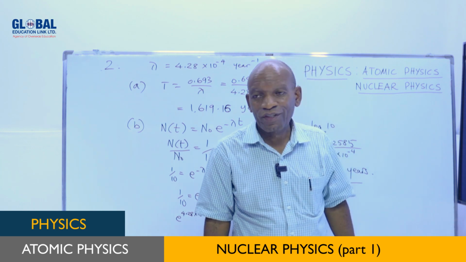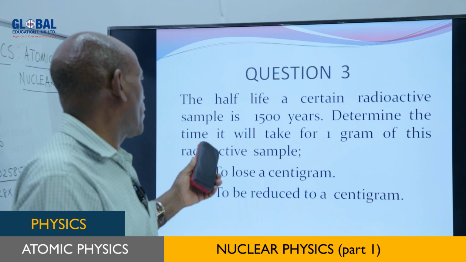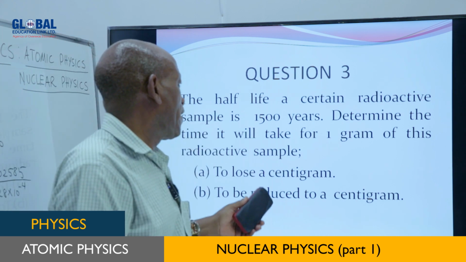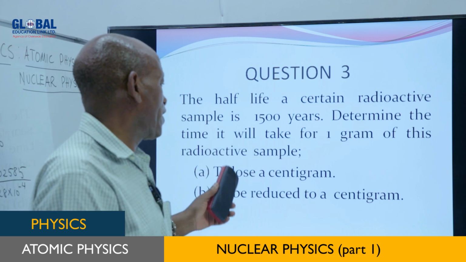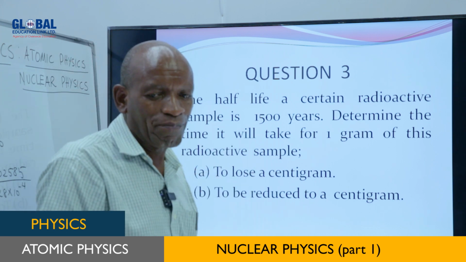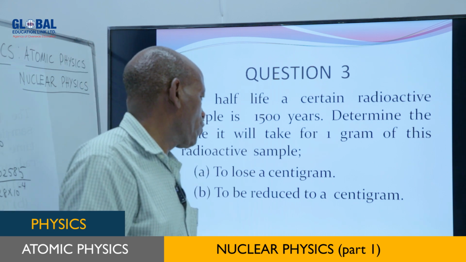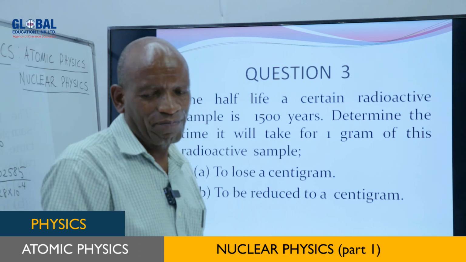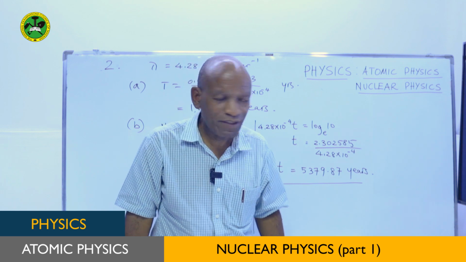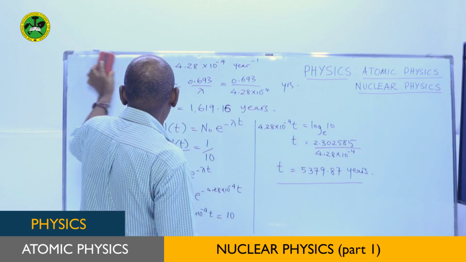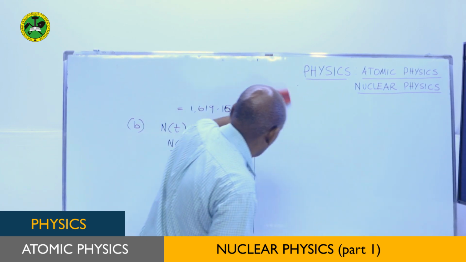Okay, students, let's go to question number 3. The question goes like this. The half-life of a radioactive sample is 1500 years. Determine the time it will take for 1 gram of this radioactive sample (A) to lose a centigram, and (B) to be reduced to a centigram. So this is question number 3. We can do it comfortably by just using the formulas we have just derived here.